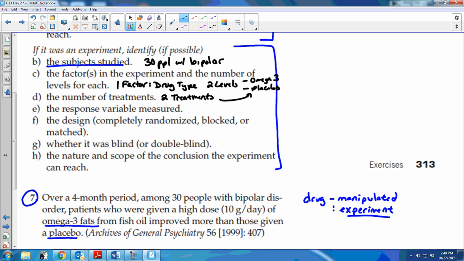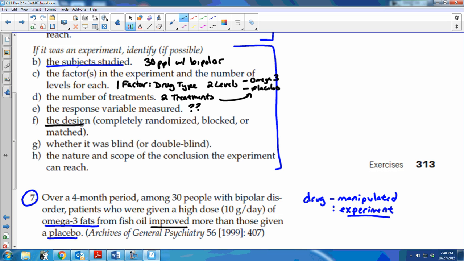The response variable, it just says they improved, but it doesn't say what they measured. So they had to measure something to get an improvement, but I'm not sure what they measured. They measured some sort of symptom, but I don't know how they did that. So I'm not really sure what the response variable was.